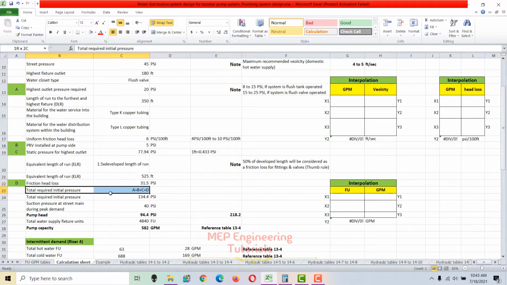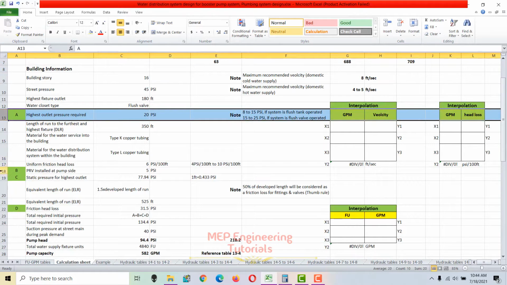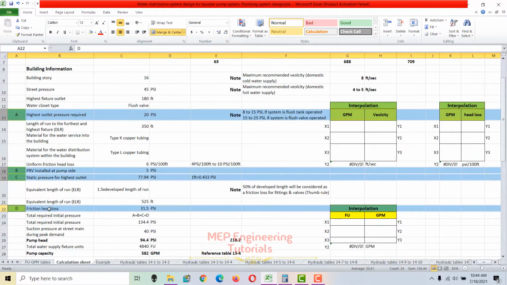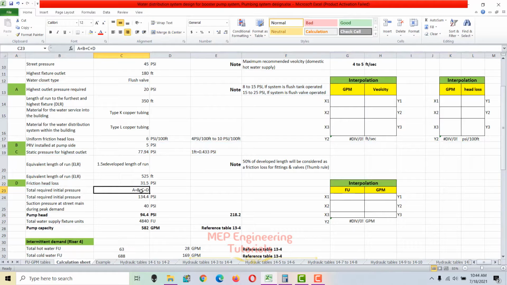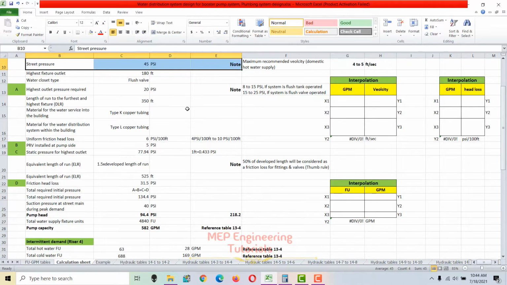Now the total initial pressure will be the sum of A, B, C and D. I have written A here, this one, B, C and D. So we need to sum up all these to get the total initial pressure requirement. So the total initial required pressure is 134.4 psi. Now we know that the street pressure reported is 45 psi.